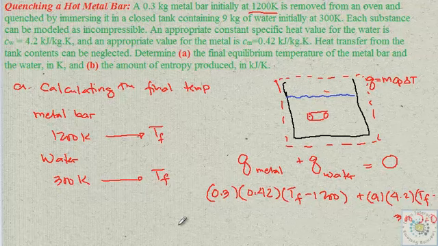Let the calculator do the job for us. With that equation, we can solve for T final. In this case, it gives us T final of 302.99 Kelvin, or approximately 303. It is more proper to write this as 303 Kelvin, the final temperature after the quenching process.